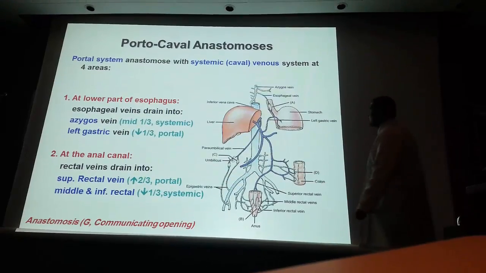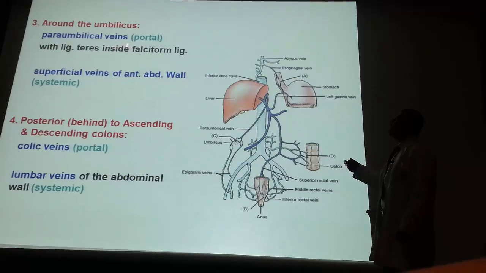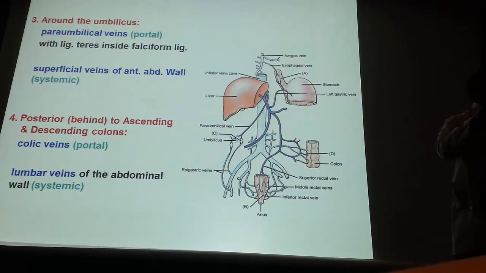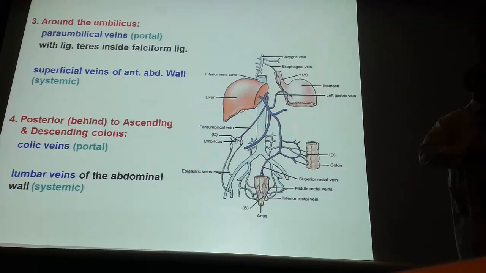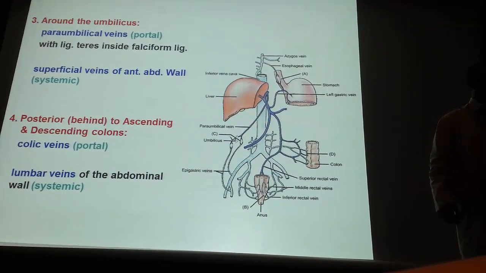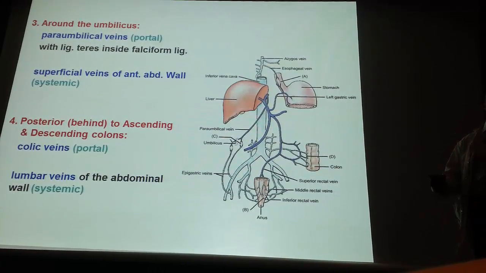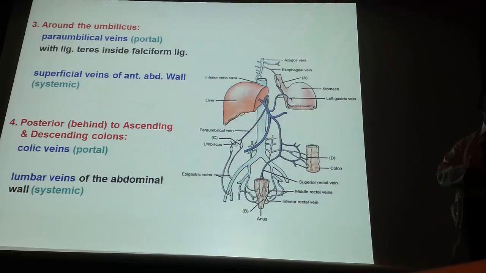These veins we usually refer to as the para-umbilical veins around the umbilicus. But on the outer surface of the abdominal wall, under the skin and Scarpa's fascia, they drain into the superficial epigastric vein, which will go into the external iliac and return through the caval anastomosis circulation. Okay? So this is another one at the umbilicus.